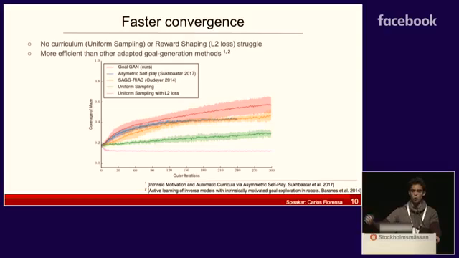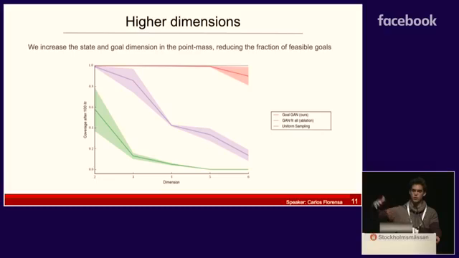In higher dimensions, we also tried that by increasing the dimension of the point mass, and we go up to 6 dimensions in the goal space without really losing any efficiency.